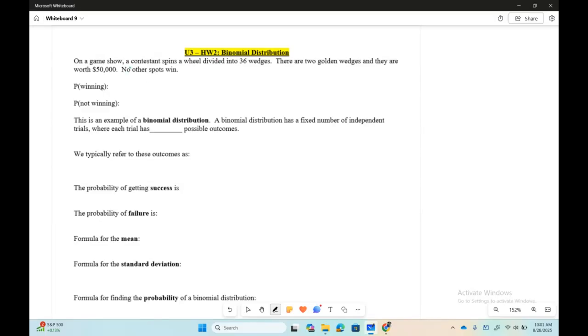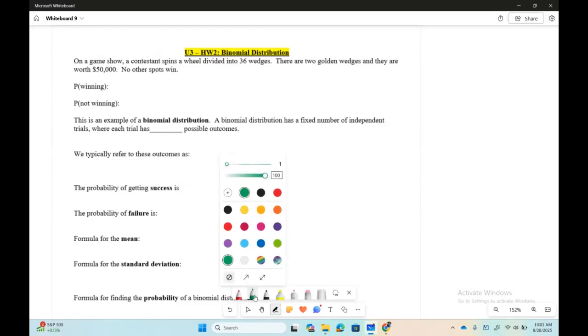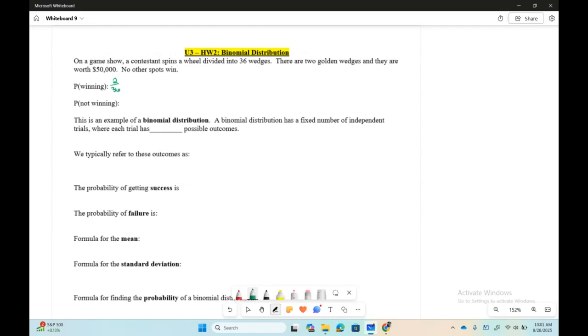We're on a game show. We have a contestant that spins a wheel divided into 36 pieces. We have 2 golden wedges, and they're worth $50,000, so no other spots win. Okay, so I'm asking, what is the probability of winning? That's 2 spots out of 36, which is like 1 out of 18. So that's fine.